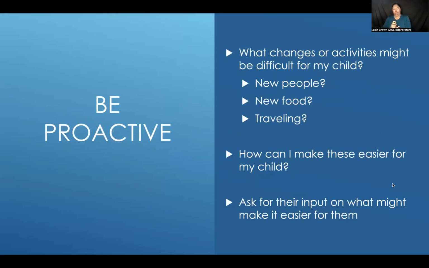So number one is being proactive. And what does that look like? What are changes or activities that might be difficult for your child? Are there new people coming around? Typically during breaks, maybe you'll have family coming around, more friends coming around, new foods, if you're traveling, how can you make these easier for your child? And also asking for your child's input on what might make it easier for them. Fill in the blanks.